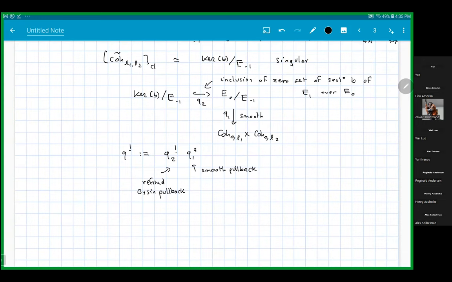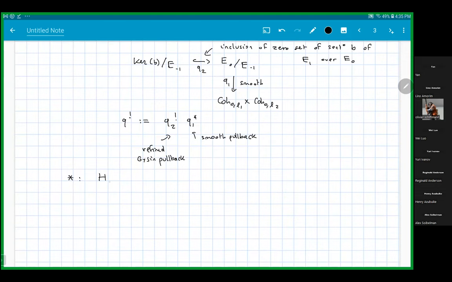Okay, and so from all of this, you can define the multiplication from the homology of Coh 0 L1 tensor the homology of Coh 0 L2 to the homology of Coh 0 L1 plus L2 just by this Q upper shriek P lower star. Okay. Oops, no. Yes, the other way around.